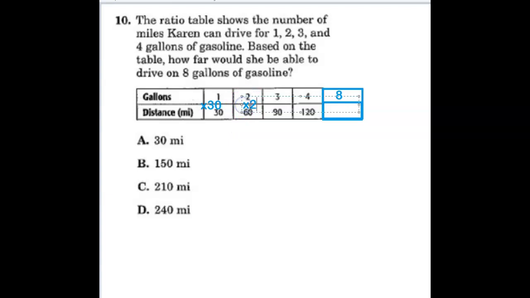And if I do 2 times 30, I would get 60. And 3 times 30 equals 90. 4 times 30 equals 120. So then over here, I'm going to have to say 8 times 30, and I would have my answer. There you go. That's how we do number 10. Whatever 8 times 30 is.